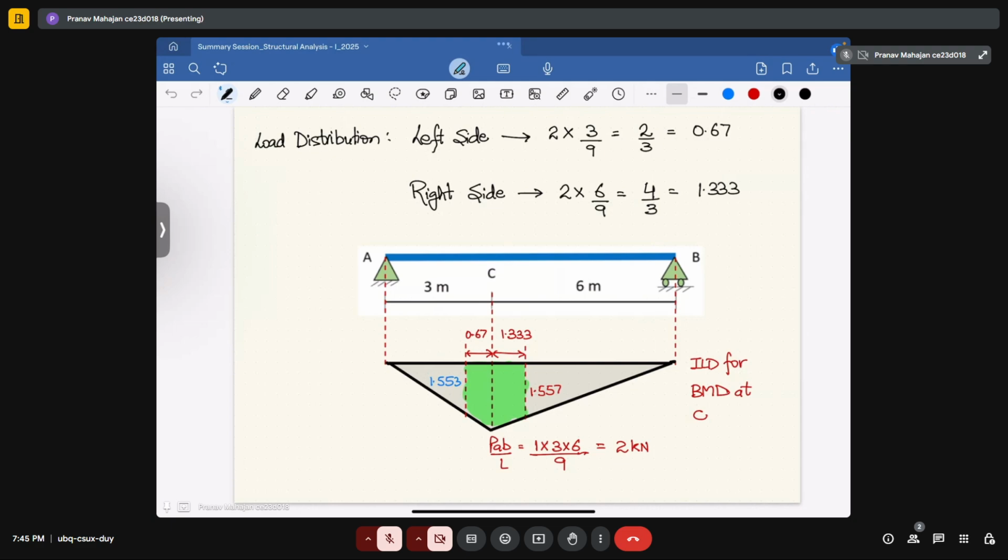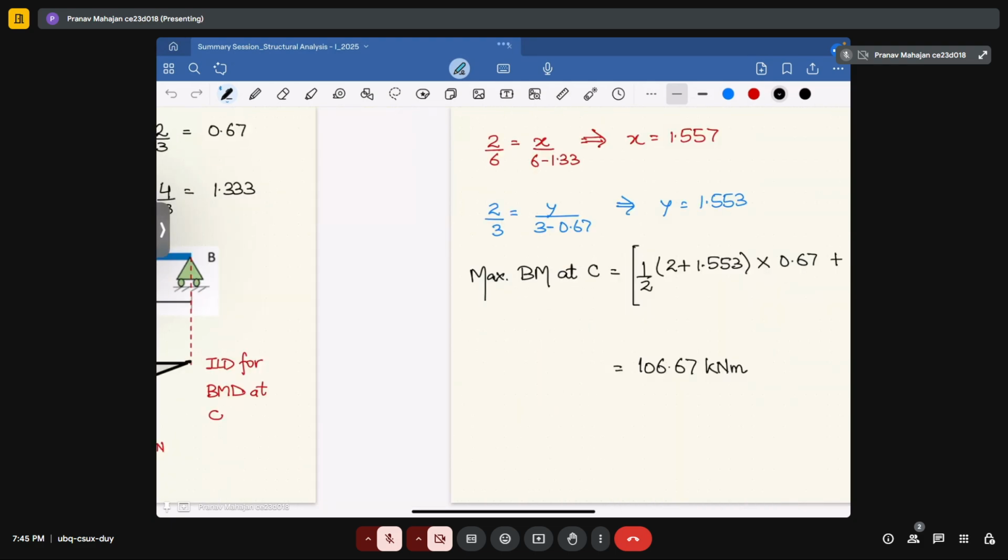2 into 3.9. Okay. If you determine the load distribution from the left side, it is coming out to be equal to 0.67, whereas from the right side it is coming out to be equal to 0.133. Okay. Now, what is expected further is to determine the value of x.